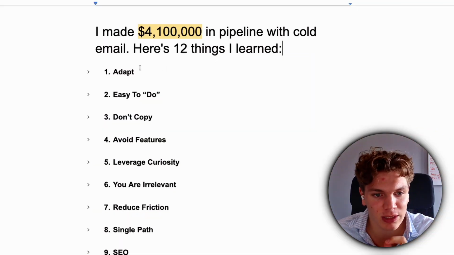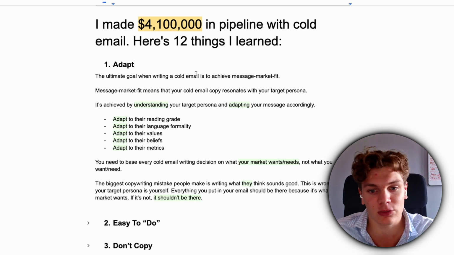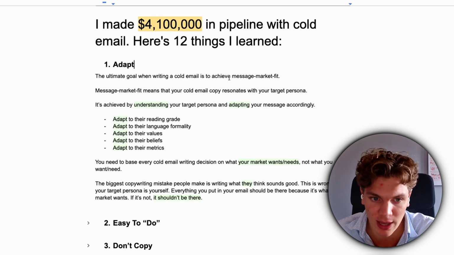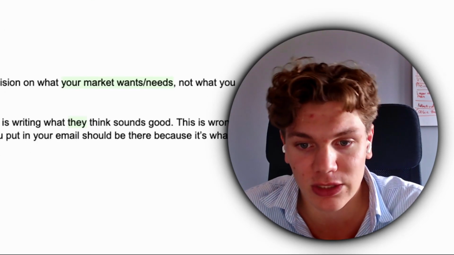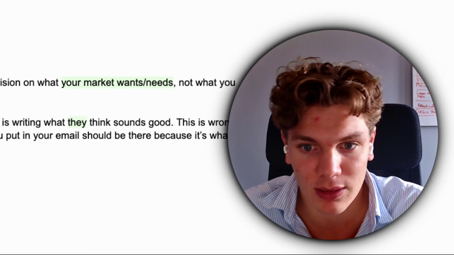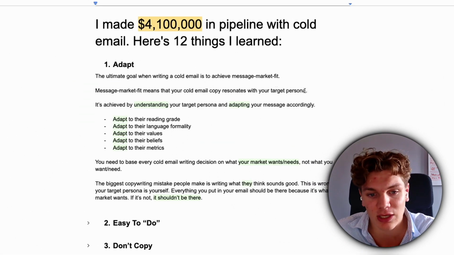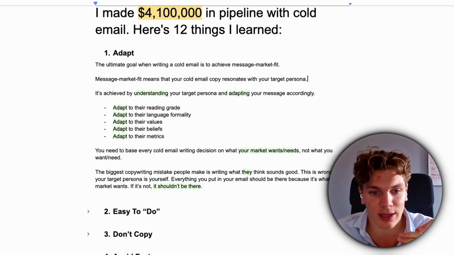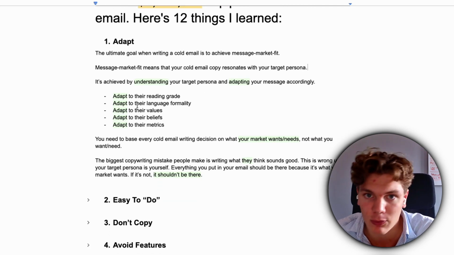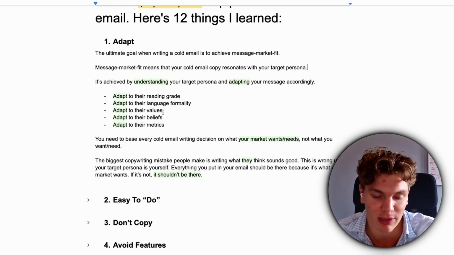Now, the first one is adapt, and the ultimate goal when writing a cold email is to achieve message market fit. And message market fit essentially means that your cold email copy resonates with your target persona. That's essentially what message market fit is. Now, it's achieved by understanding your target persona and adapting your message accordingly. So you need to adapt to their reading grade, adapt to their formality, adapt to their values, adapt to their beliefs, adapt to their metrics.